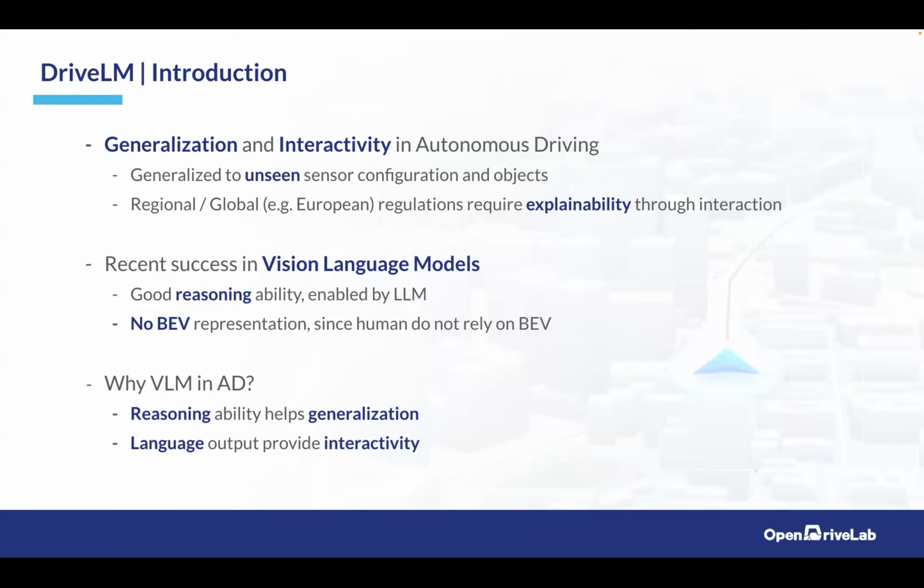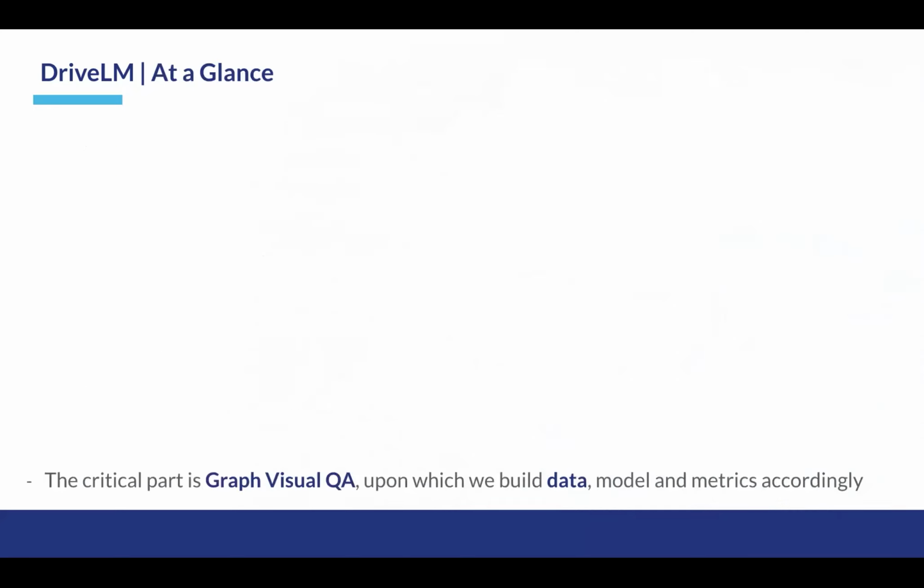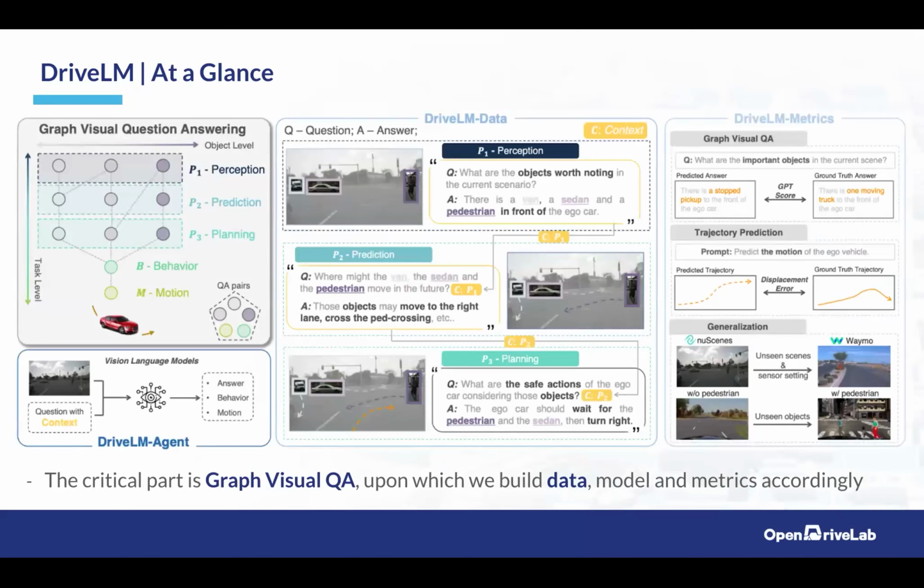put the vision language model in an autonomous driving system. It fits the system well, and it could help the system boost some abilities in generalization. So this is a glance at our work. Maybe we don't have too much time to describe it.